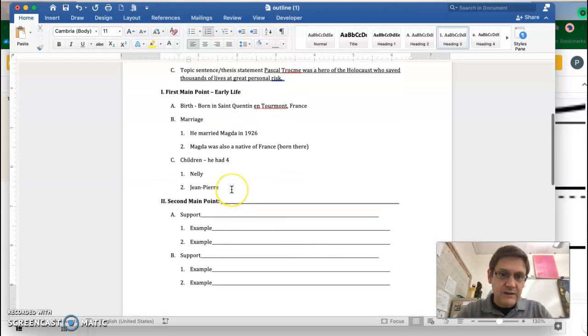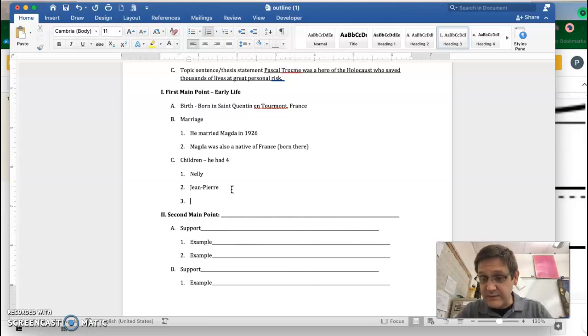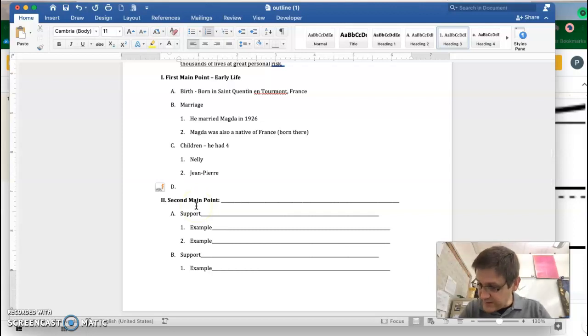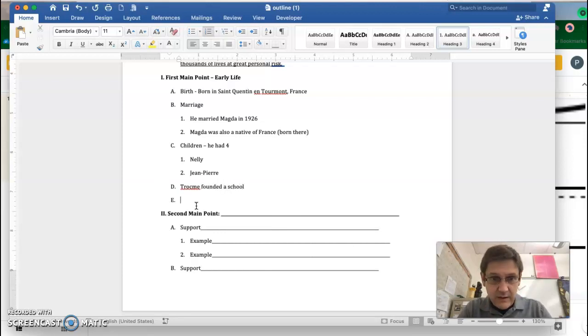So I actually have more information about his early life, which is everything up to his, and as far as his siblings and stuff, I don't have that, but you might, and under birth you might put that stuff. I have another main point I want to make, so all I do here is just put a D, and that'll format it for me, and put another main point. So my last one is Trocmé founded a school. Named the Collège Lycée International.